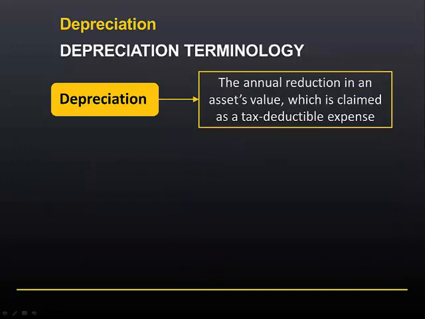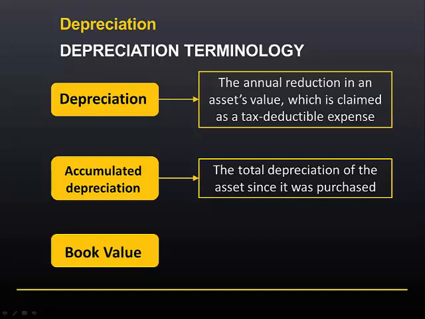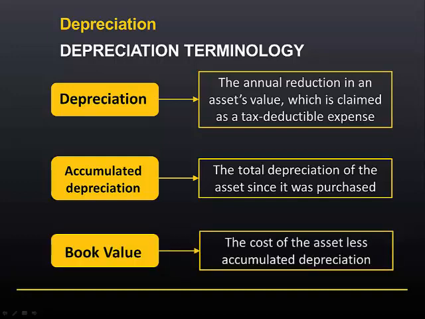Before we continue, we'll look at some terminology that we need to understand. The depreciation itself is the annual reduction in the value of an asset, which is claimed as a tax-deductible expense. Accumulated depreciation is the total depreciation up to this point in time since the asset was purchased. And the book value at any point in time is the cost of the asset less the accumulated depreciation up to that point.